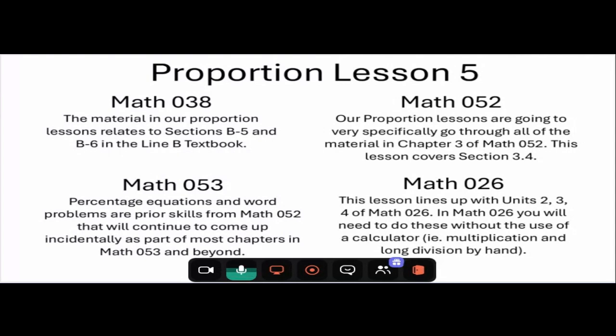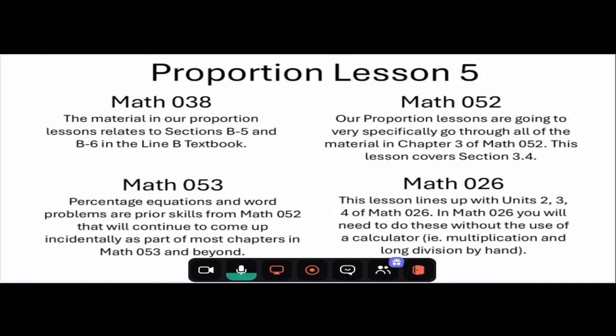Okay, so we're going to buzz through our final little lesson on proportion here. This is, as we've been saying, most directly applicable for Math 052 and 038, where it is literally one of the sections in your books. And so for 052, this is section 3.4. For 038, this is covered in section B6 in your line B book.